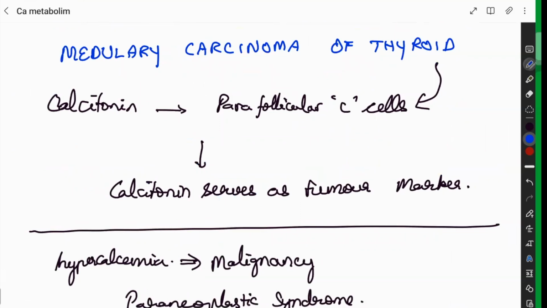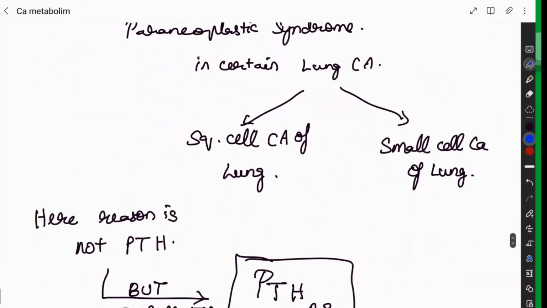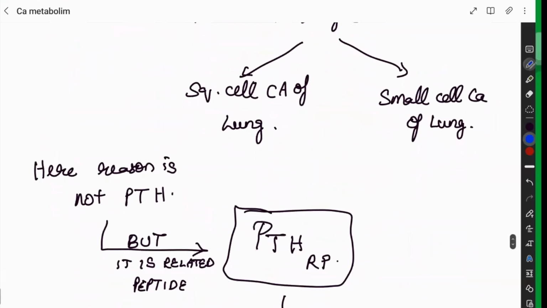Similarly, not all hypercalcemia is due to malignancy of the parathyroid. In certain cases, for example small cell carcinoma of lung, squamous cell carcinoma of lung, renal cell carcinoma, and breast cancer, what happens? In all these malignancies, there is an increased parathyroid hormone related peptide. This peptide causes hypercalcemia. Here the reason is not your parathyroid hormone, but a hormone that mimics your parathyroid hormone, which has a related peptide. Therefore, it is named parathyroid hormone related peptide.